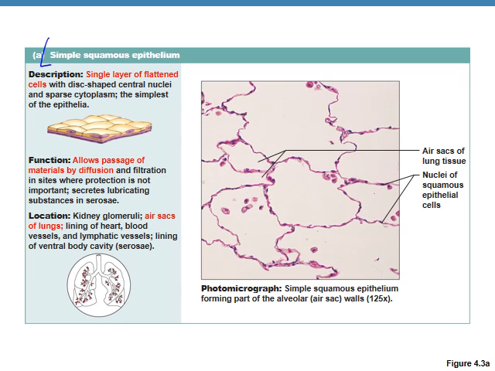First example here is simple squamous epithelium. This is a single layer. It allows for the passage of materials by diffusion. Remember, diffusion is moving a non-charged molecule from high to low, like carbon dioxide or oxygen. Requires no energy, passive transport.